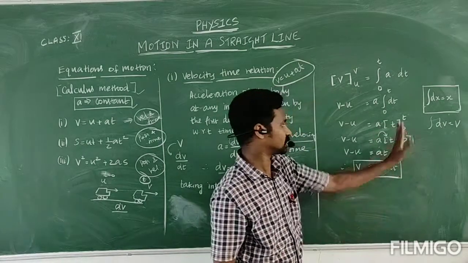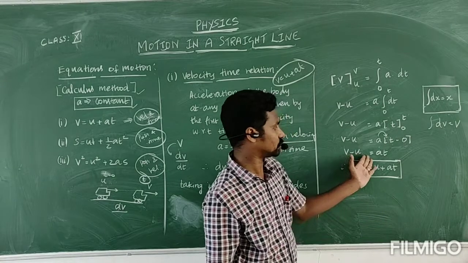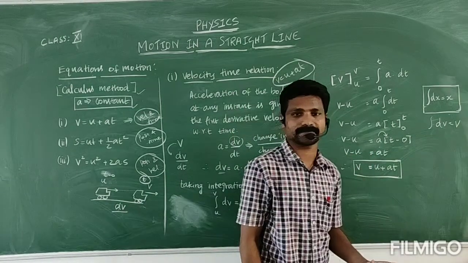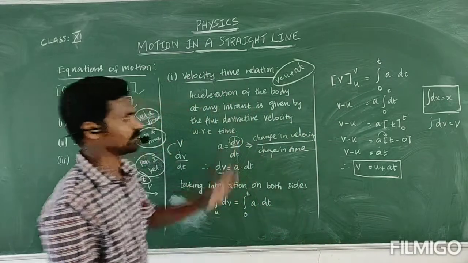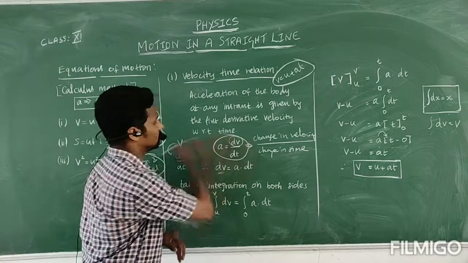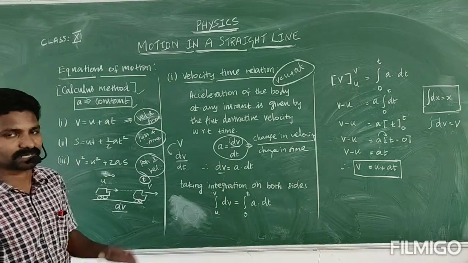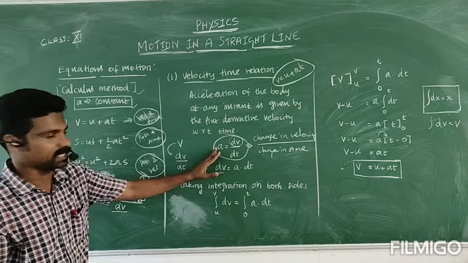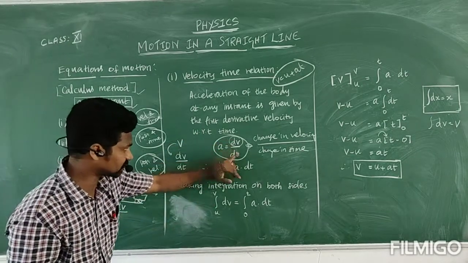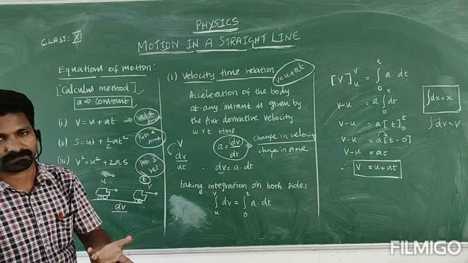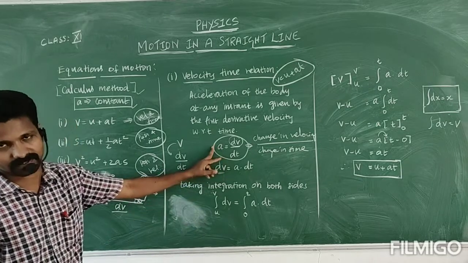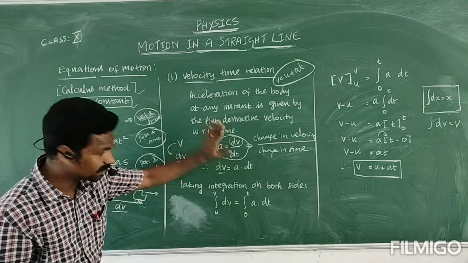That's all. So the remaining is 0 now. Therefore v minus u is equal to at. Therefore v is equal to u plus at. Okay, that's all, very simple. Now you know the first time derivative of velocity is acceleration, that is, acceleration is the change of velocity with respect to time. That is very important. The rate of change of velocity is nothing but acceleration. That is the origin, the beginning point.